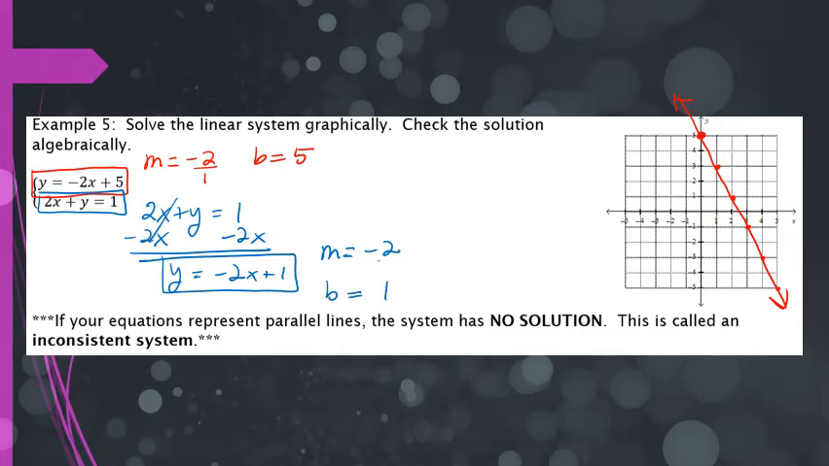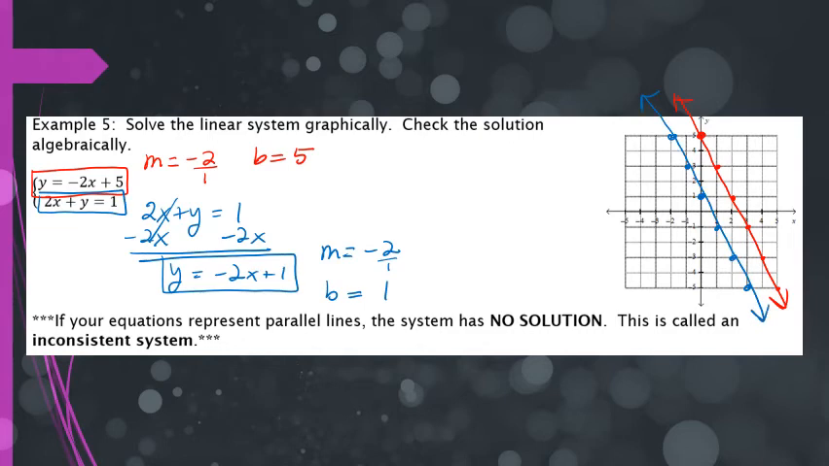Again, I'm going to rewrite my slope as negative 2 over 1. So my y-intercept is at 1. And then I'm going to do the same thing where I go down 2 and right 1, down 2, right 1. And then from this blue point, I can also go up 2 and left 1. I couldn't have done that on the red line because I would have gone off the graph.